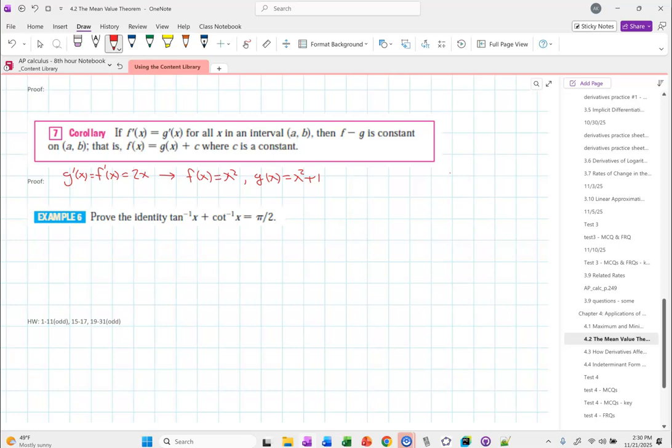Because when I take the derivative of x squared, I get 2x. When I take the derivative of x squared plus 1, I get 2x. Oh my gosh. Could they have both been x squared? Yep, still works, right? Because f minus g equals 0, and 0 is still a constant.